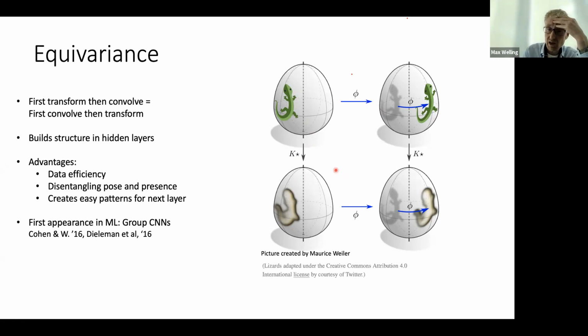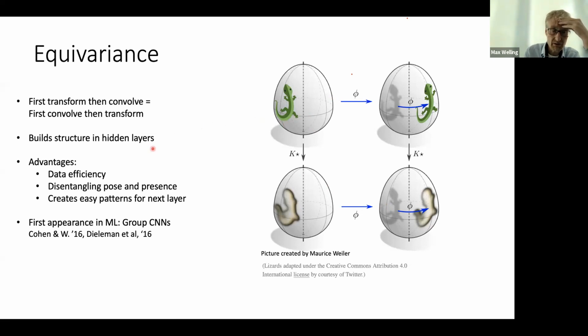What I would like is that if I first do my symmetry transformation and then do my convolution or signal processing, it should be the same as first doing the signal processing and then doing the symmetry transformation. If this diagram closes, we say that the filtering operation is equivariant under that particular symmetry. And it puts a constraint on the internal representations that it can build on the signal.